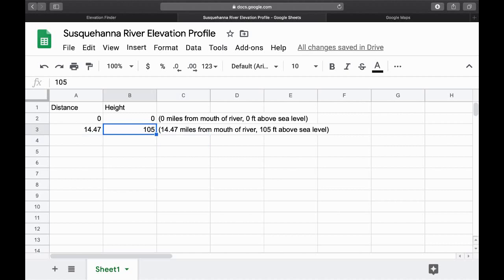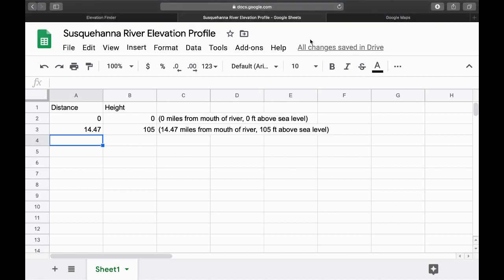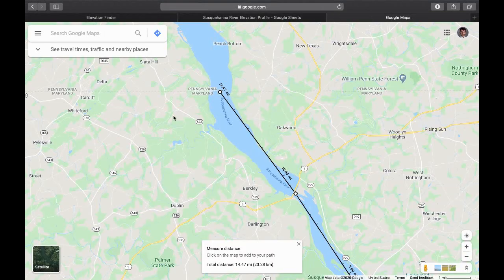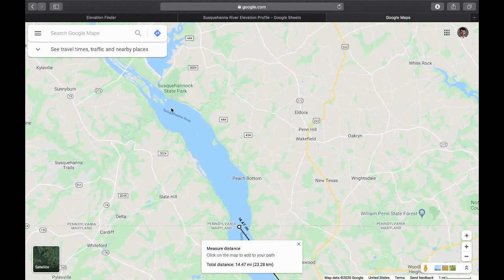105 feet is, goodness, what is it? 105 divided by 5,280. Yeah, it's like 2% of a mile. So, yeah, this is very, very gradual, which of course it is. Otherwise, it would be a waterfall. So what you need to do is trace a path up this river, getting distances.